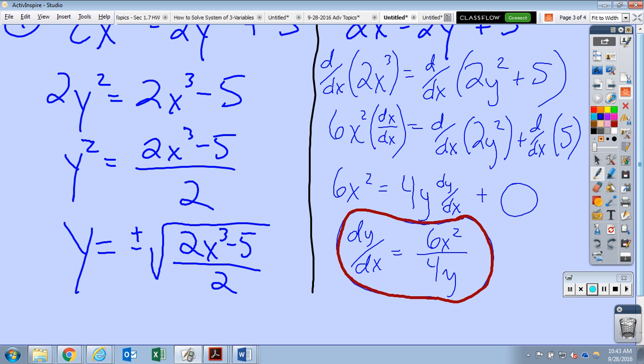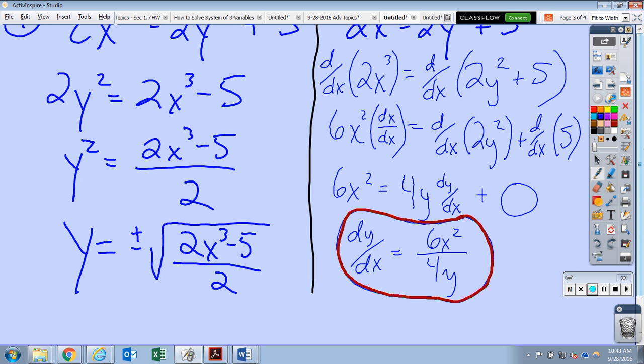Otherwise it's a lot of unnecessary work to first decide which part of the graph this is on. Is it on the plus square root part, or the minus square root part? The point's on the plus, so let me get rid of that. Then I can plug in 2 for x, which I chose randomly, and find the value of dy dx. Here it's much easier to just do implicit differentiation, and then if you want to find it at a certain point, plug in the point there, and you have it.